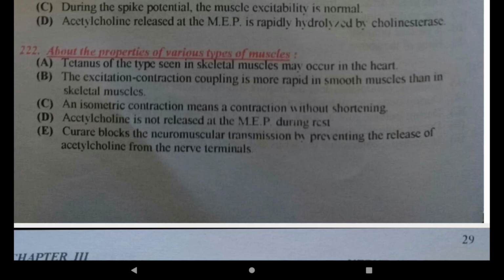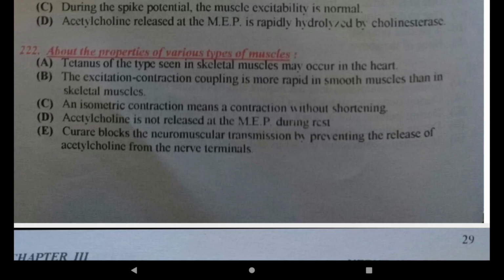Okay, the most correct answer is that an isometric contraction means contraction without shortening. That is the most correct. The others are all wrong. While urea is usually an analog of acetylcholine, so it binds to the nicotinic receptors and prevents binding of acetylcholine.